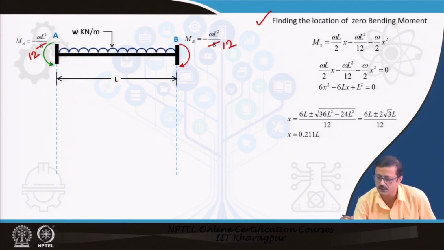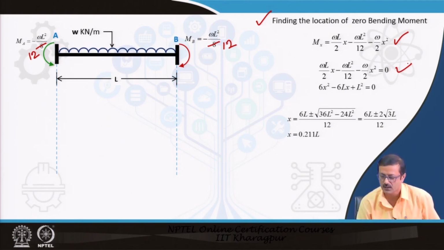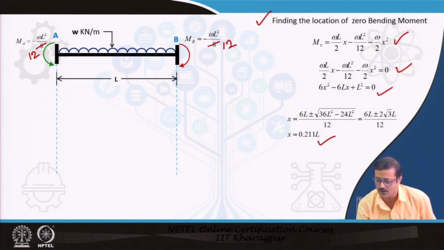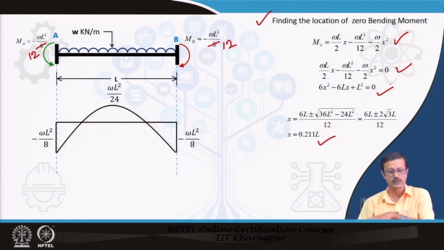This particular bending moment equation I put equal to 0 to find out exactly the location x where the bending moment is equal to 0. By solving the equation, this is a quadratic equation in x, so you require the solution through Sridharacharya's rule, and finally x equals 0.211 L, the length from each end where the bending moment will be 0. So, it will look like this.